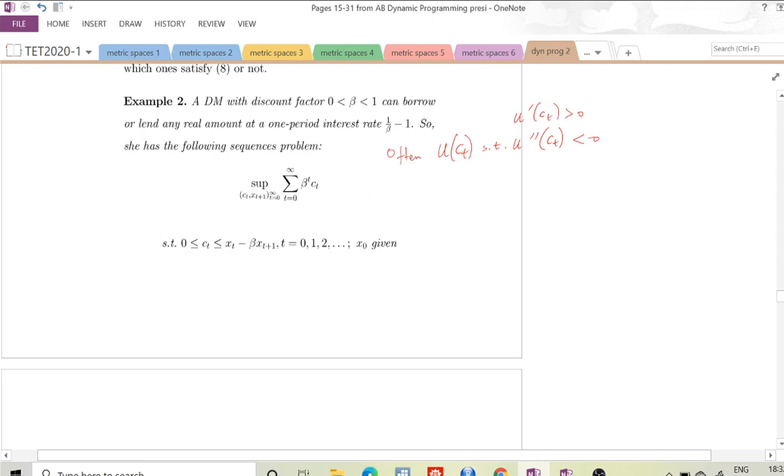Okay. So now maximize this, right? This is not written only in terms of states simply because it's a little bit easier to write it this way, but that's okay. So maximize this subject to your consumption being non-negative and being less than or equal to xt minus beta xt plus 1. So what does that mean?